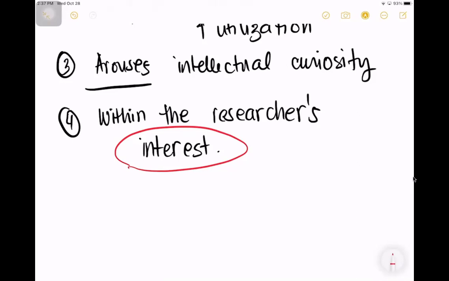Same with the research as well. It has to be within your interest. When you look for a topic, it should be something that you can do until the end, until it is completed. And you know for a fact that it's not easy. So even though it's hard, even though it's challenging, because you're interested in the topic, you will still pursue that.